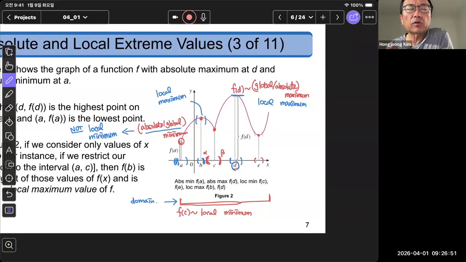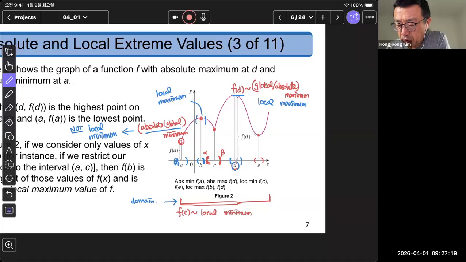So in figure 2, many students got confused. Some people think that if a certain value f of d is a global maximum, it will always be a local maximum. And if f of a is the global minimum, it will be a local minimum as well. That's what some people think, but that may not be true.